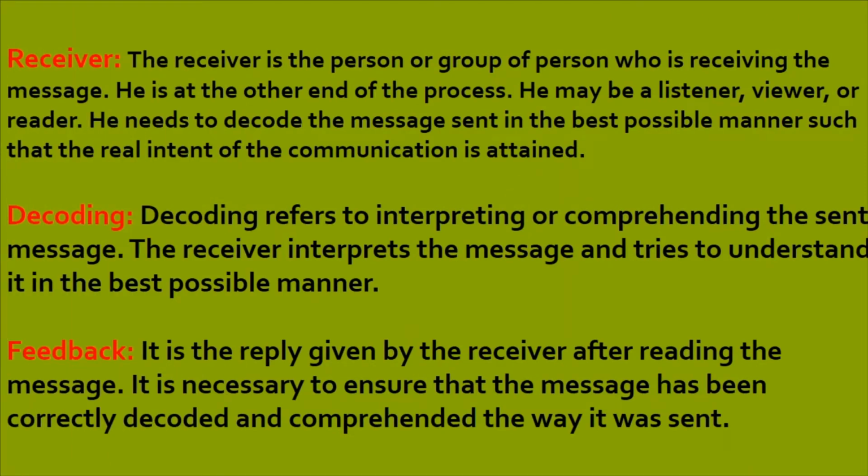Now, the receiver. The receiver is the person or group of persons who is receiving the message. He is at the other end of the process. He may be a listener, viewer, or reader. He needs to decode the message sent in the best possible manner such that the real intent of the communication is attained. For example, take the classroom. In the classroom, a person, that is a lecturer, is in front of you, and a group of people are sitting and listening to the lecture. So here the communication is between a single person and a group of persons.